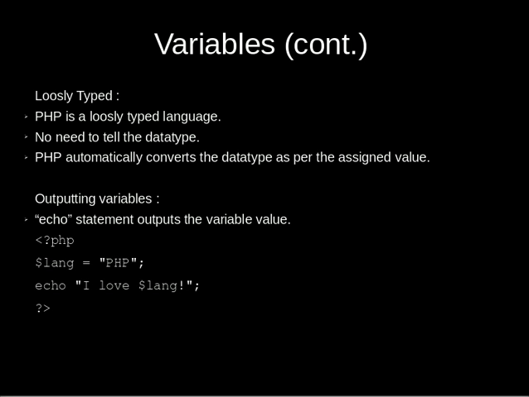Outputting format. PHP uses the echo statement to output the variable's value. In the example below, we declare a variable named $lang equal to PHP, and when we say echo double quotes I love $lang, it prints out I love PHP.